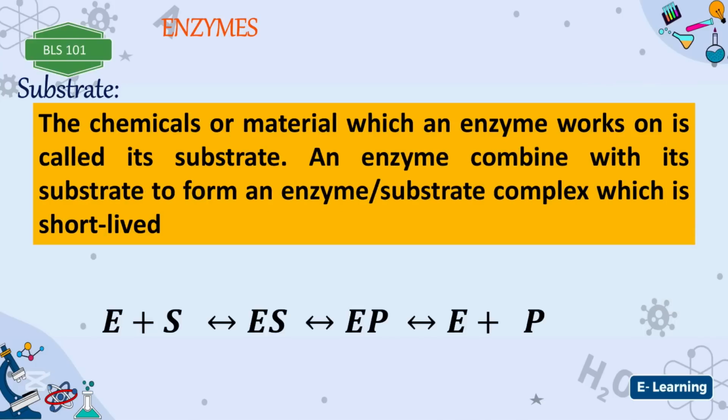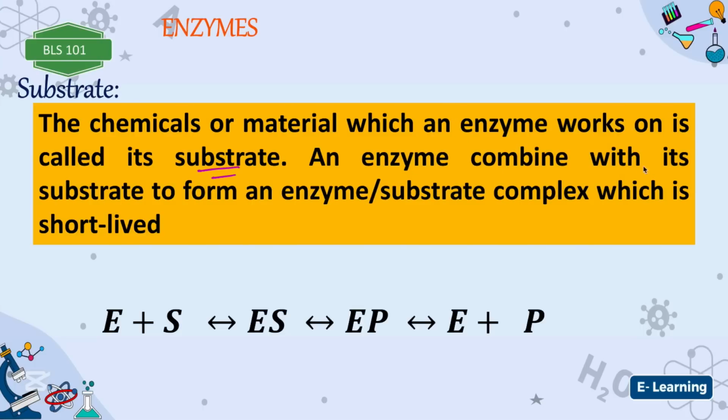Now, the chemical or material which an enzyme works on is called the substrate. What the enzyme works on, the full substance, is called the substrate. If it works on lipid, in that case, lipid is the substrate. If it works on carbohydrate, carbohydrate is the substrate. If it works on protein, protein is the substrate. Are you getting it? The substance on which an enzyme works, or the chemical material on which an enzyme works, is called the substrate.